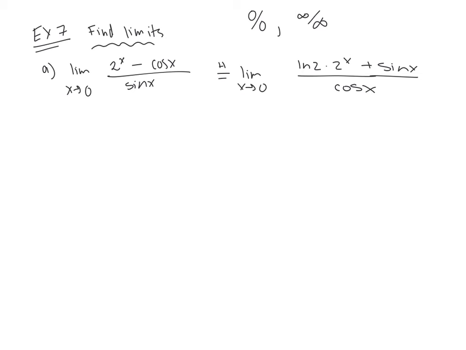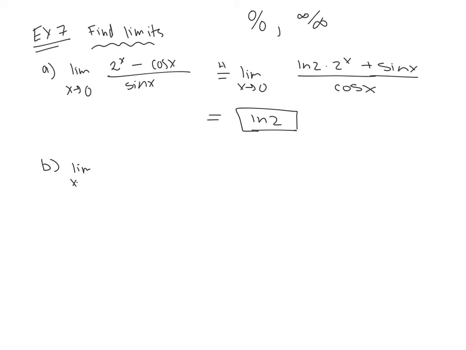Okay, is it 0 over 0 anymore? No. Now you can plug in 0. So you'll have ln of 2 over 1, I think. So just ln of 2 is what that limit is equal to. Right? Woohoo! Okay.